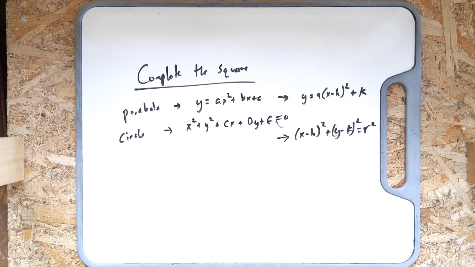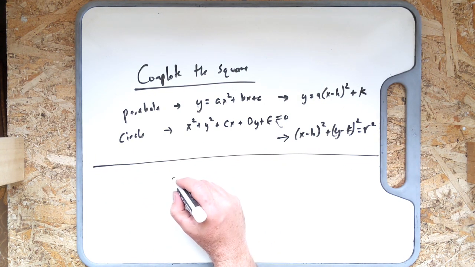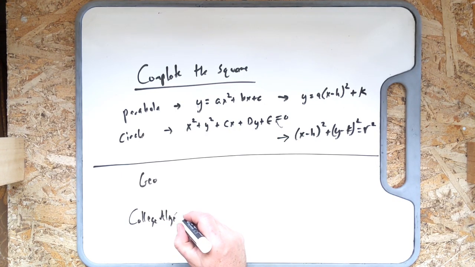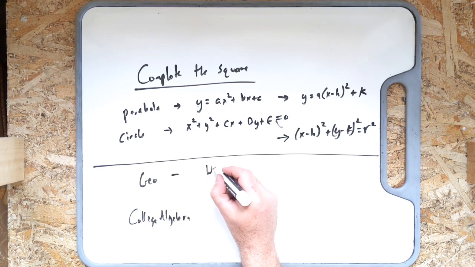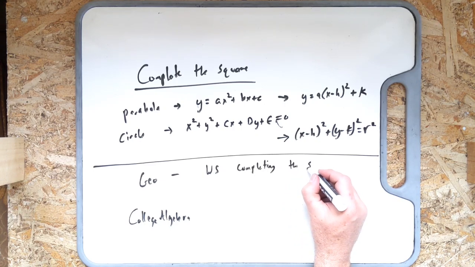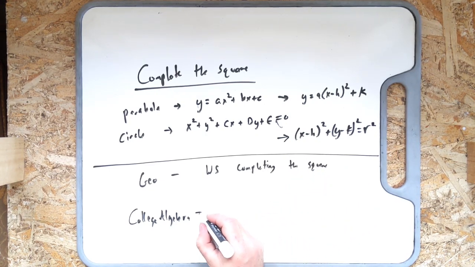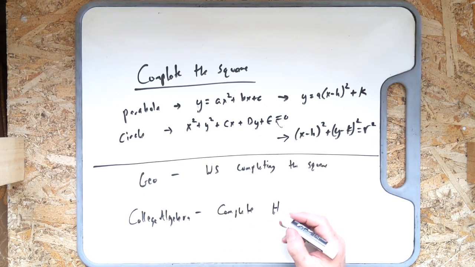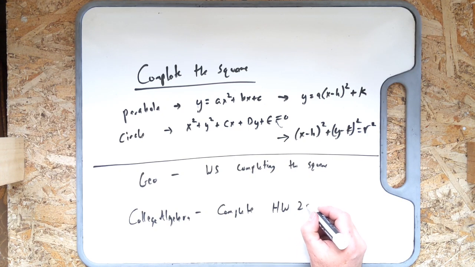So I'm not going to go through the process again, as that was the whole lesson, but here's the homework for geometry and for college algebra. For geometry, the homework is a worksheet on completing the square. I don't think there are any book problems again. And for college algebra, just complete the homework. You should be doing this with the other videos you've watched. Complete homework 29. Okay, that is all.